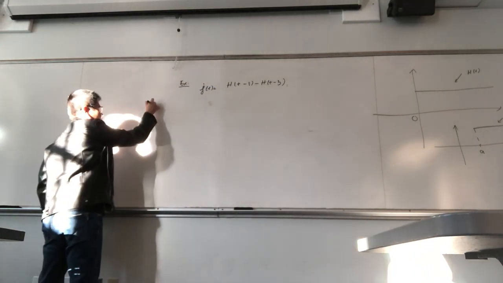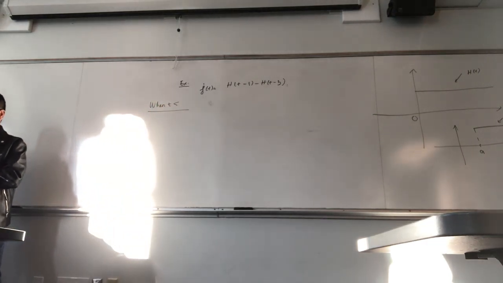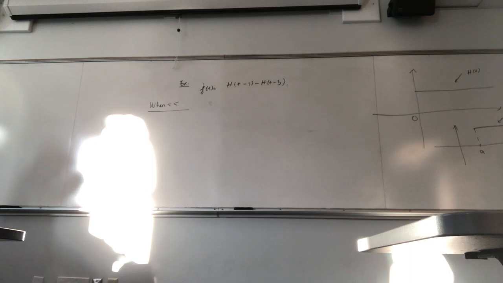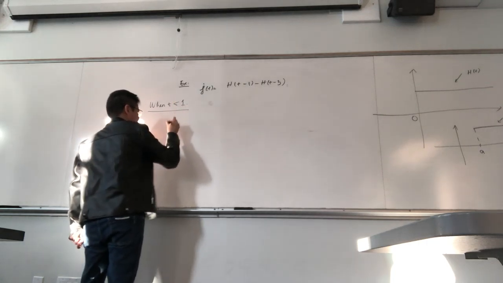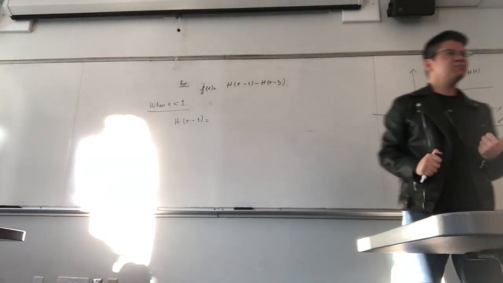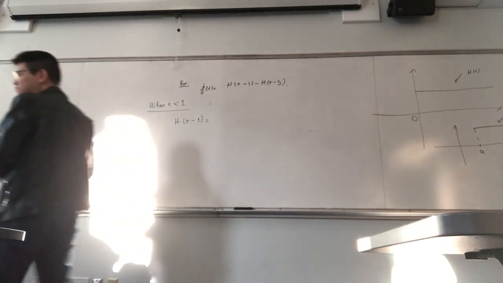So, okay, so how many cases do we have to consider? I have to find a value of f for several intervals of t, right? Is it 3 cases: when t is less than 1, when t is between 1 and 3, and when t is greater than 3? Yes. So we have to consider 3 cases. When t is smaller than 1, when t is from 1 to 3, and when t is bigger than 3. All right? So case number 1, when t is smaller than 1.